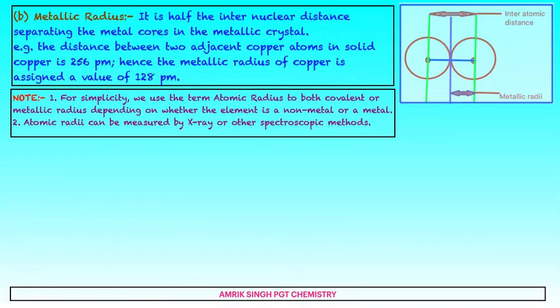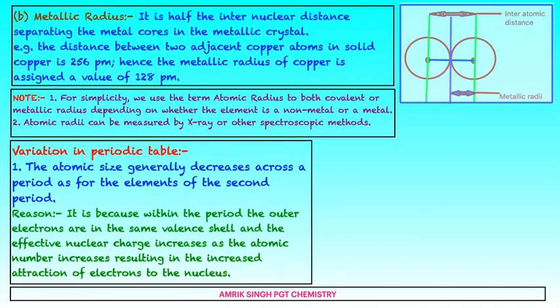Note number 1. For simplicity, we use the term atomic radius for both covalent and metallic radius depending on whether the element is a non-metal or a metal. Atomic radii can be measured by X-ray or other spectroscopic methods.